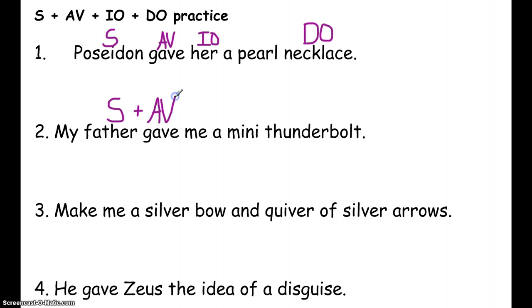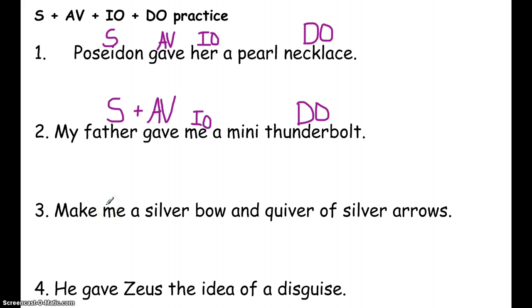Look for my direct object. Father gave. Whom or what did Father give? Father gave a thunderbolt. Since I have some words left in the middle, I'd ask, Father gave a thunderbolt to whom or for whom? To me. So there's my sentence pattern.